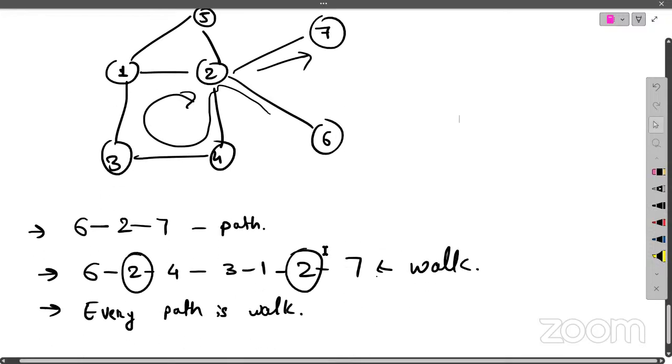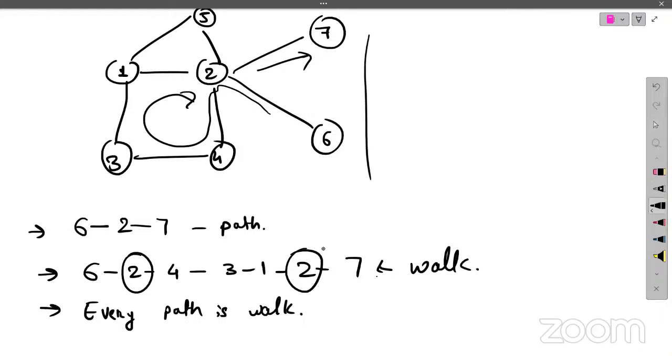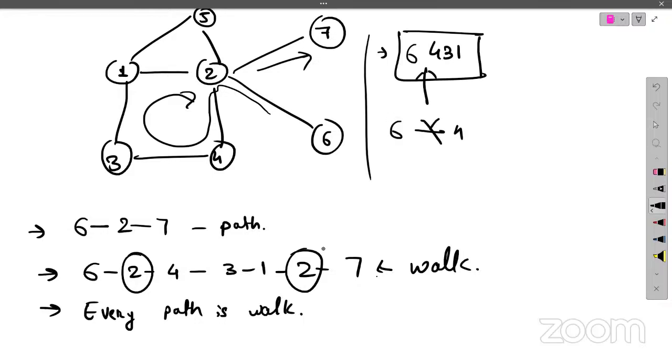Ma'am, could you repeat what you said one step back? See, again, I told you that a path is nothing but a sequence of vertices, right? So here we have 7 vertices. Suppose I take the sequence 6, 4, 3, 1. Then this is a sequence, but here 6 and 4 are not directly related. There is no direct edge between 6 and 4, so you cannot say that this sequence corresponds to a path. You cannot go directly from 6 to 4. You have to take one in-between vertex, and that will be 2.